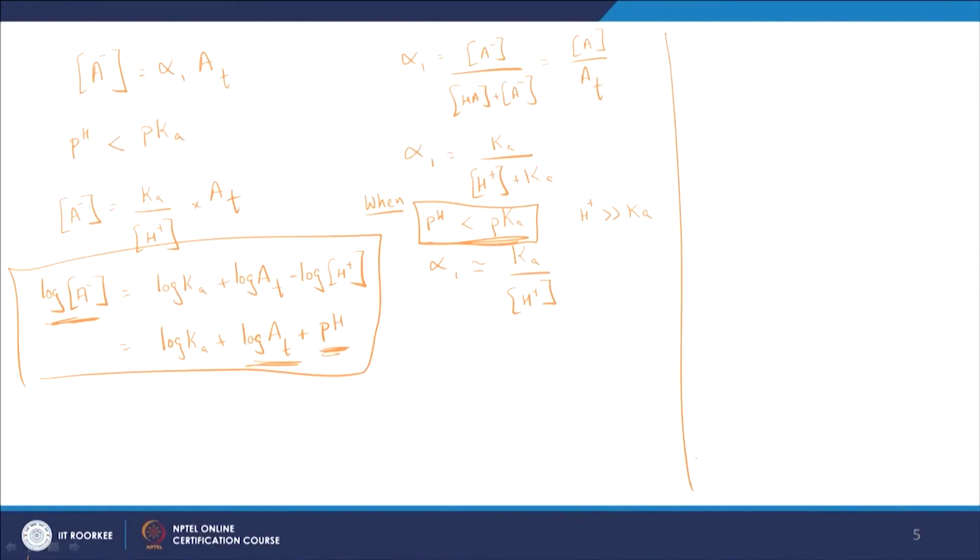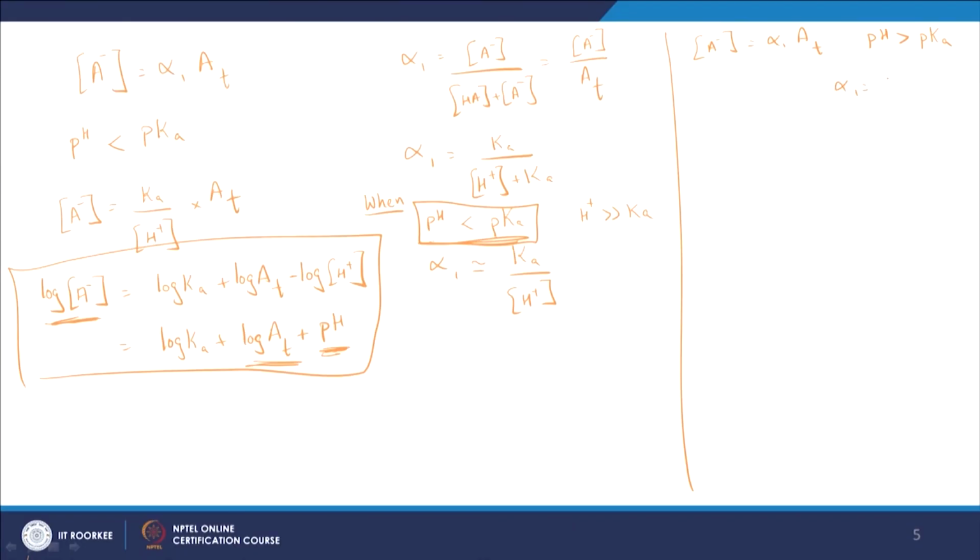So, let us move on to the other scenario, and what is the other scenario please? The other scenario is for A minus is equal to alpha 1 into A total when the pH is greater than pKa, right. That is the other case we need to derive, and once we are done with that we will be done with this lecture session. Again, we know that alpha 1 is equal to Ka by what now? Ka by H plus concentration plus Ka, and when pH is greater than pKa, what does that mean? It means H plus is much lesser than Ka, right. So, if that is the case, alpha 1 will be equal to Ka by Ka, meaning alpha 1 is going to be equal to 1. So, more or less A minus is going to be equal to A total.